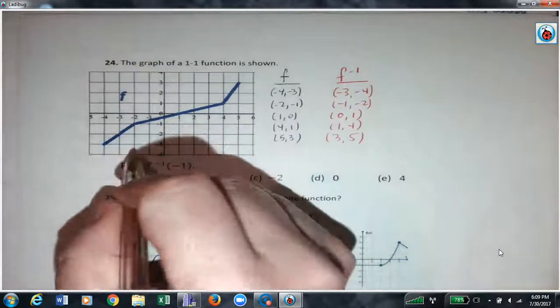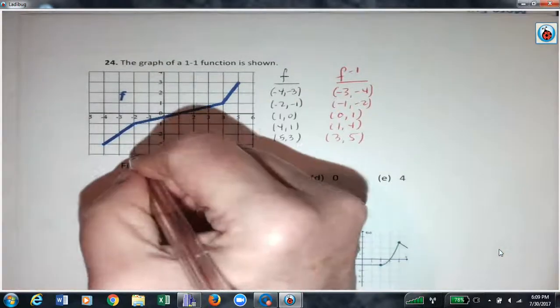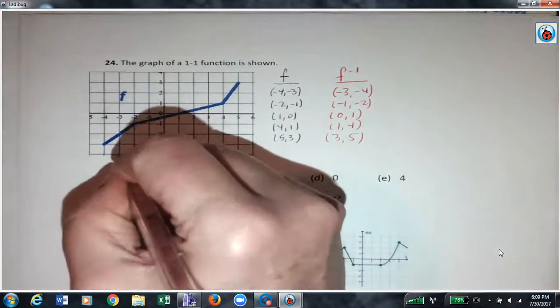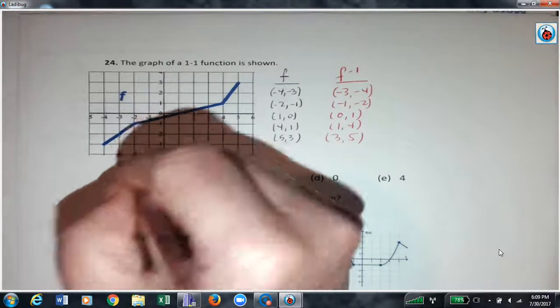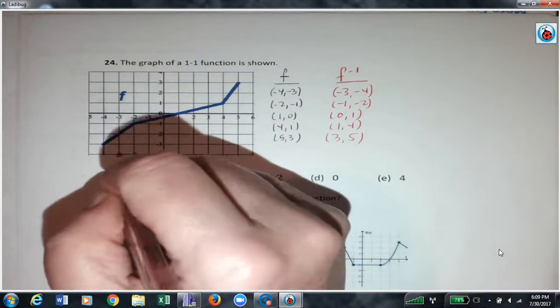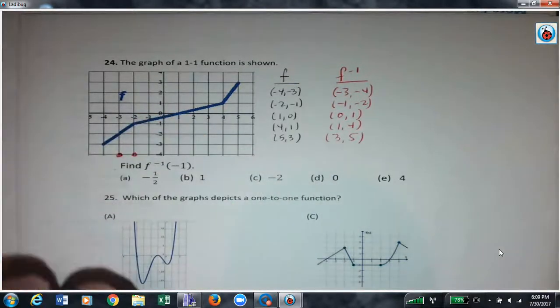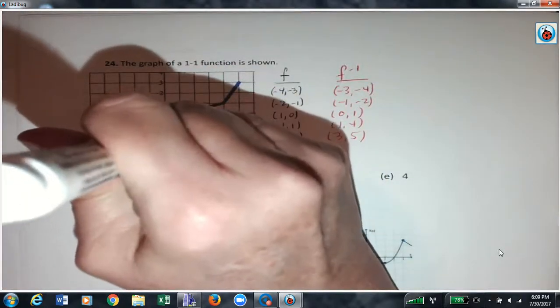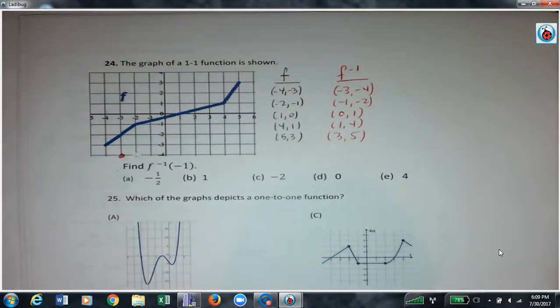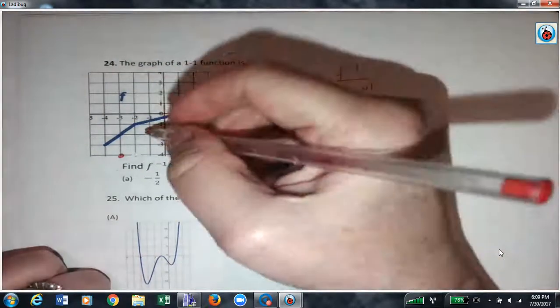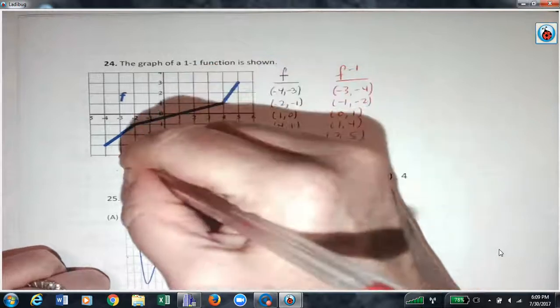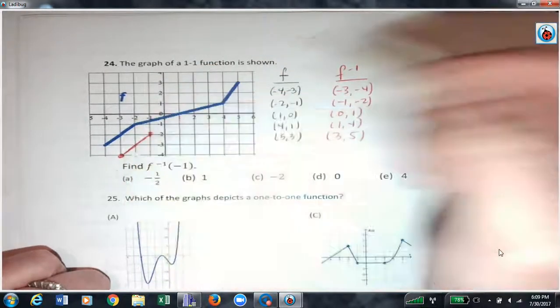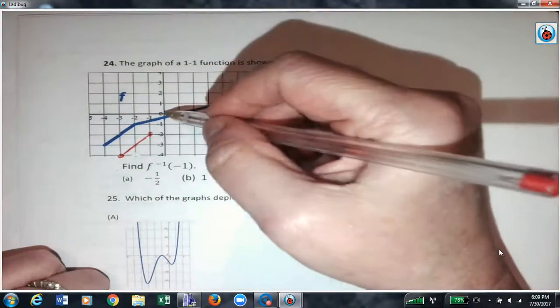Now let me plot these. Negative 3, negative 4. Oh, sorry. That one there. I have white out. I do. Hooray. All right, so it's like it never happened. So negative 3, negative 4. Negative 1, negative 2. 0, 1.